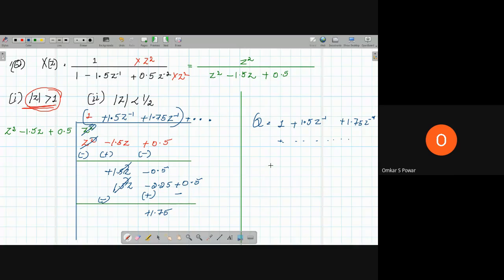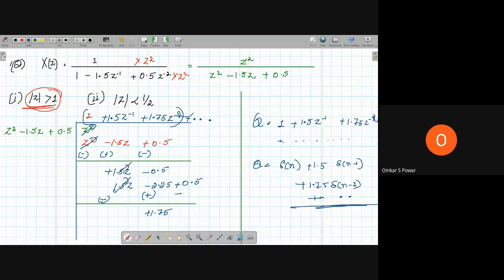So what should be your inverse z transform? This should be z to the power of minus 2. Okay, I have made some mistake, sorry for that. So del of n plus 1.5 into del of n minus 1 plus 1.75 into del of n minus 2, and so on. Okay, same thing.